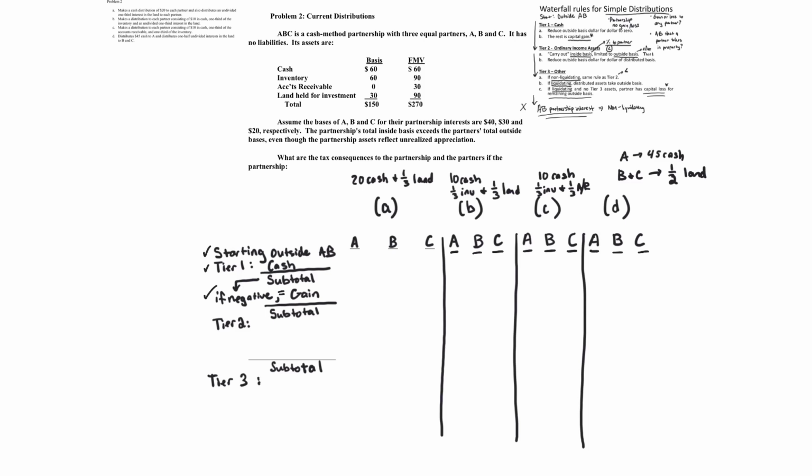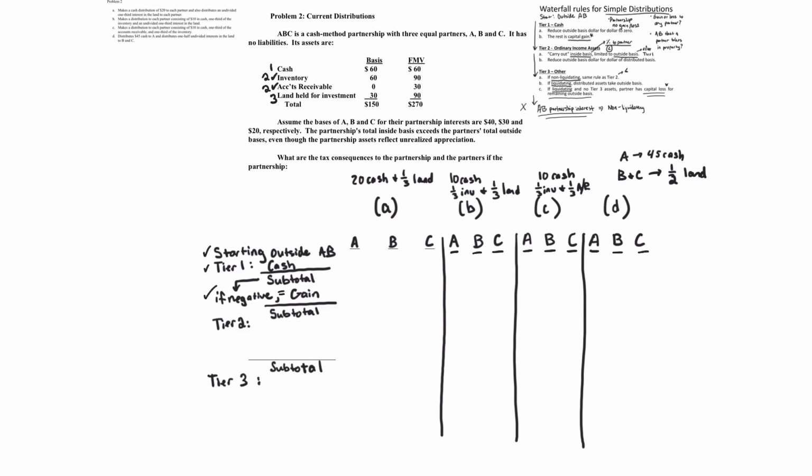Partnership has cash. Cash never is going to have gain or loss because face value and basis always equal. Inventory and accounts receivable, if the partnership was to sell either of these assets, either of them would create ordinary income, ordinary loss. So they are both considered tier 2. I'll put a little 2 next to them. Right? The cash is tier 1, inventory and accounts receivable tier 2, and then the land held for investment is tier 3 because it's considered a capital asset.